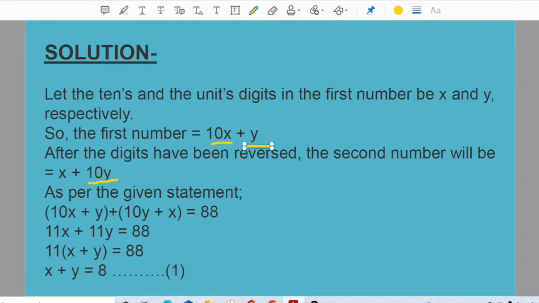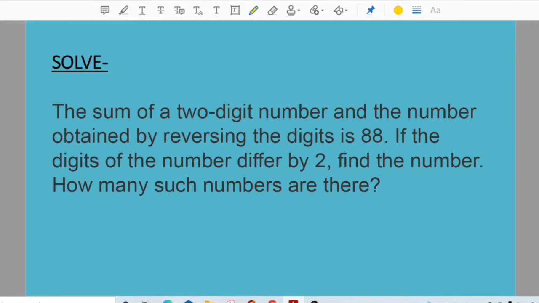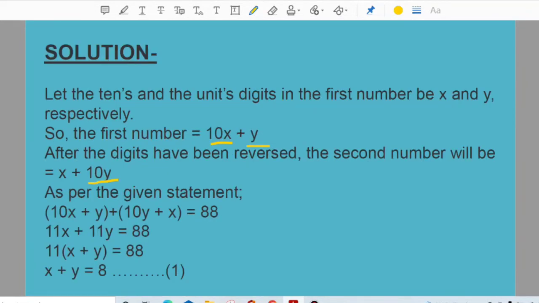Please do pay attention because these types of questions are going to haunt you in your exam. And if you want to be a necromancer, then please do focus on this type of question. Now, as the question said, by doing the sum, we are getting the answer as 88. So we will add both the equations and we will get this equation: 10x plus y plus 10y plus x, which is equivalent to 88.